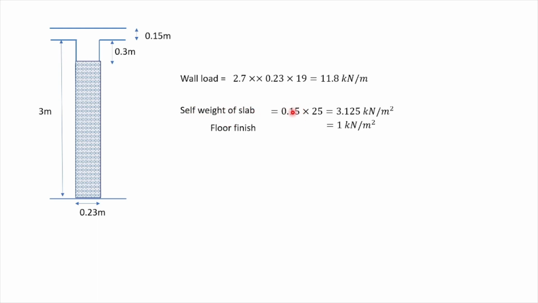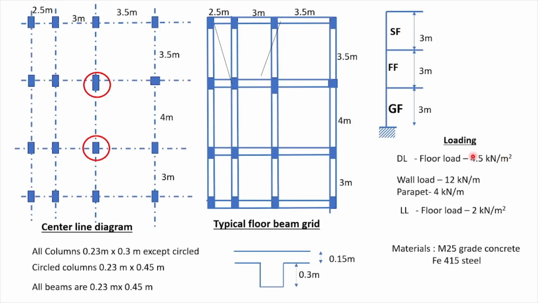From the slab self weight, if I calculate, 150 is the slab thickness, so 0.15 meters into 25 will give the pressure acting on the slab. Okay, so that you have to transfer to the surrounding beams. And floor finish is 1 kilonewton per meter square. It comes around 4.125. So I have considered, on the conservative side, 4.5 kilonewton per meter square. So once these things are given, now you have to analyze and design in Staad.Pro.